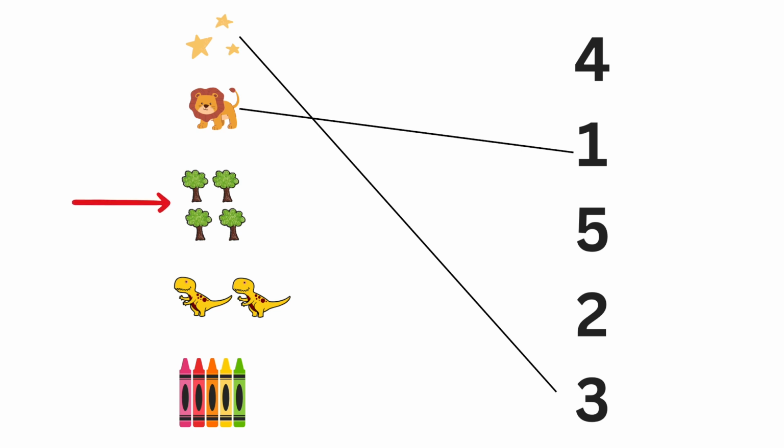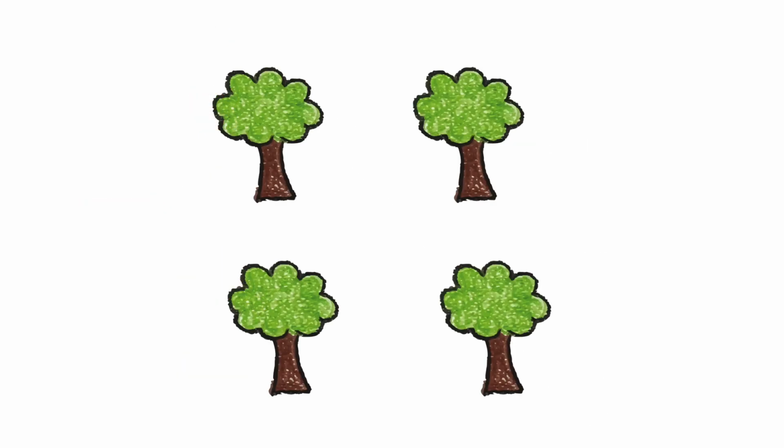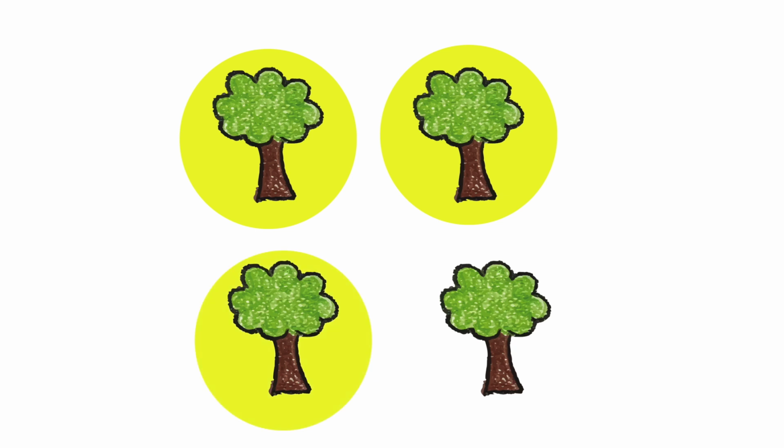How many trees do you see? Let's count together. 1, 2, 3, 4. Great job! I see 4 trees.